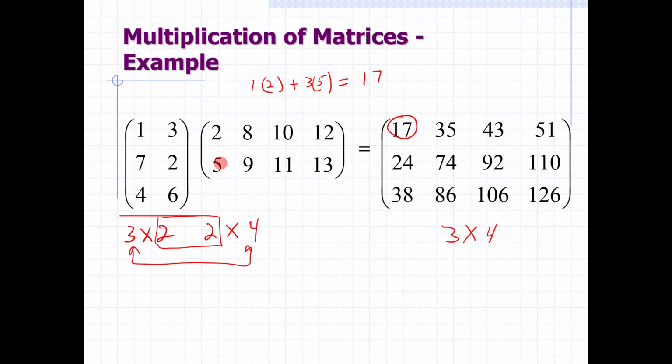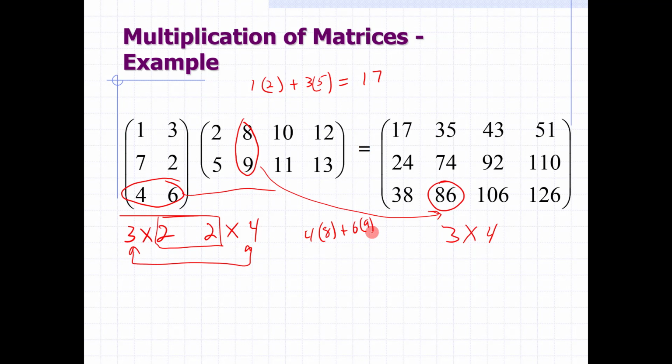Say we wanted to get this, say 86. Where did that come from? Well, figure out what position we're in. We're in row 3, column 2. So I'm going to multiply row 3 times column 2, and that should get me this 86. Let's check it. 4 times 8 plus 6 times 9 is 32 plus 54, which hopefully ends up being 86. So it's a little tedious to do all these multiplications, but it can be done. Especially if the numbers are nice, like integers like this.